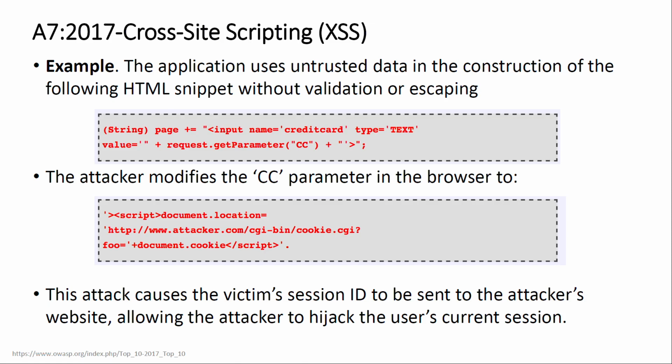So here's an example. The application uses untrusted data in the construction of the following HTML snippet without validation or escaping. So here there is a parameter called CC. The attacker modifies the CC parameter in the browser to this. As you can see, this actually now directs the user to a CGI code. So this attack causes the victim's session ID to be sent to the attacker's website, allowing the attacker to hijack the user's current session. So the CC parameter is actually the current session, so this way the attacker can capture it.